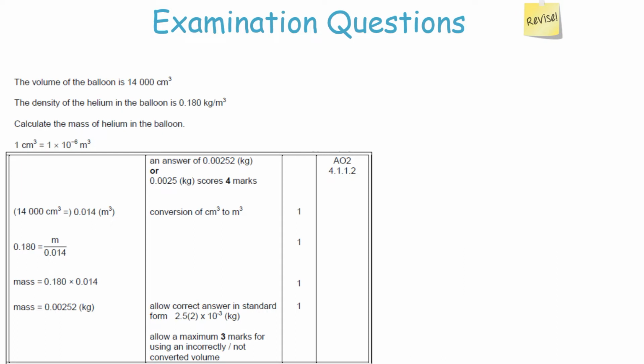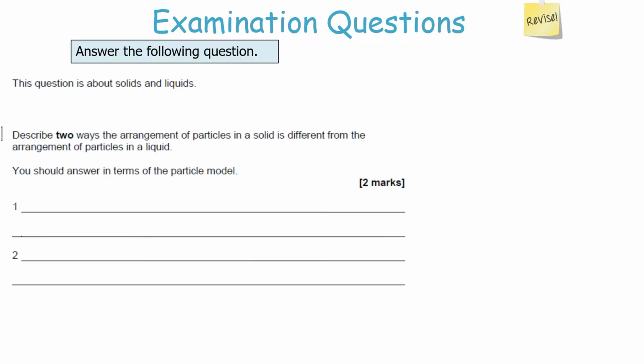Then the next thing you do for any calculation question in GCSE Physics is you substitute the values directly into the equation. So we've got our density 0.180 equals mass over 0.014. You then rearrange it as shown here to make mass the subject. You then carry out the calculation and you get 0.00252 kilograms.